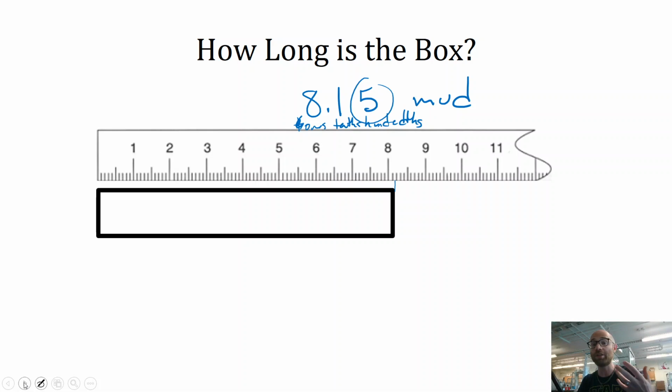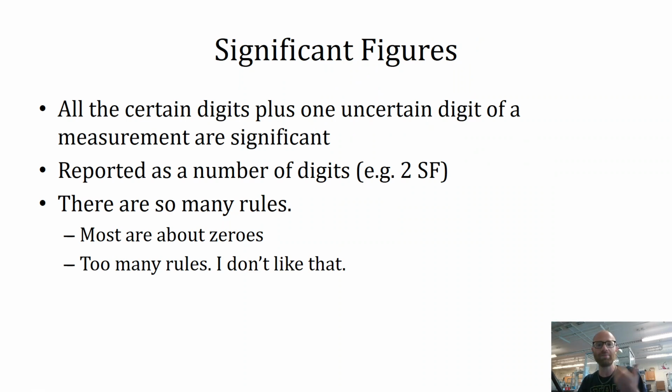This process of estimating and using the tool to say how specific we can get with our measurements, and then saying how much information, because that's really what this is. The box didn't change in length. Our power to communicate its length changed. This is something that we call significant figures, also known as significant digits. And the technical definition's right there: all of the certain digits plus one uncertain digit for any measurement. And those are all considered significant figures or significant digits.